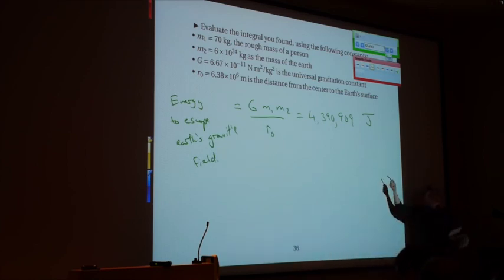This number is meaningless to most of us. How much is 4 million joules? I don't know. Oh, sorry, it's not even millions. 10 to the 9. It's actually 4 point something. I think I missed my decimal place. Billions of joules.